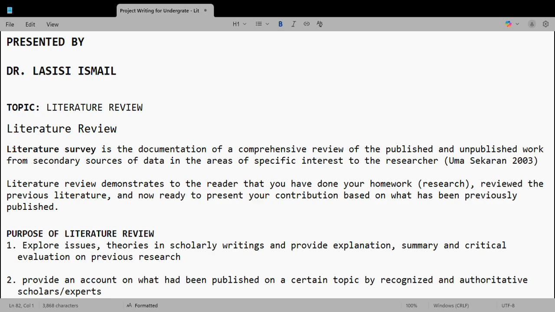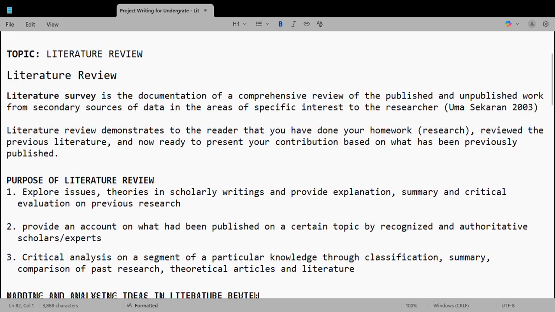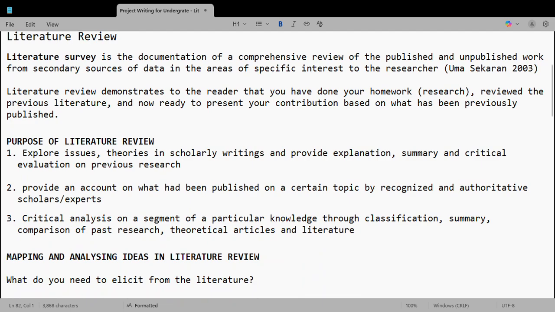So what is the purpose? Why do we need to undergo literature review? One is to explore ideas, theories in published papers, books, scholarly writings, and also provide explanations and critical evaluation of previous research.